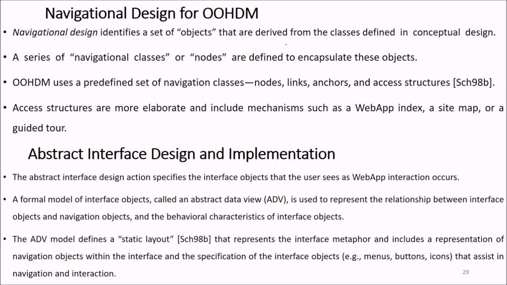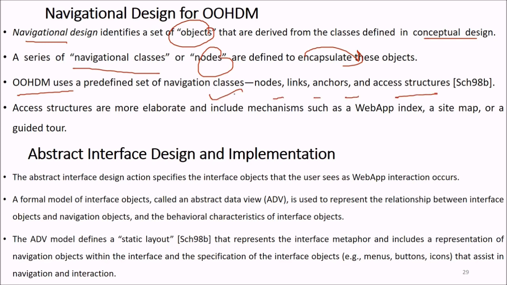And the navigation design for O-HDM: the navigation design will identify a set of objects that are required for components defining conceptual design. There are a series of navigation classes or nodes that will encapsulate these objects, and O-HDM uses a predefined set of navigation classes: the nodes, links, anchors, and access structures. And the access structures are more elaborate and include mechanisms such as a web app index, sitemap, or a guided tool.